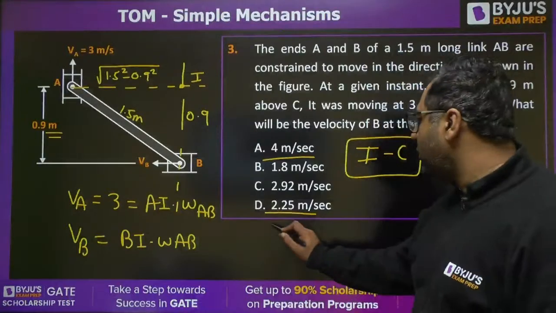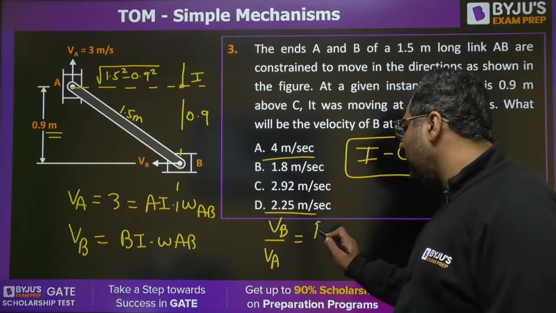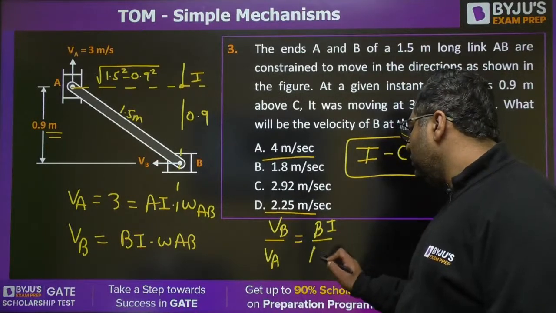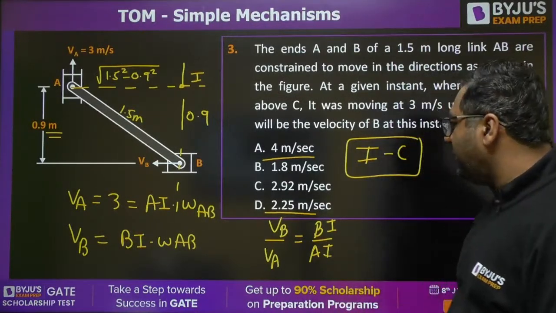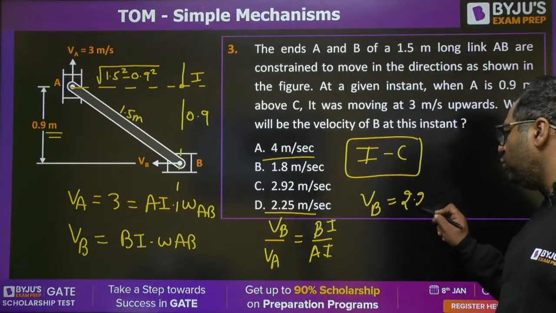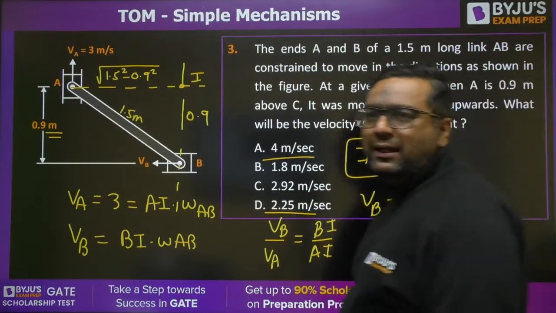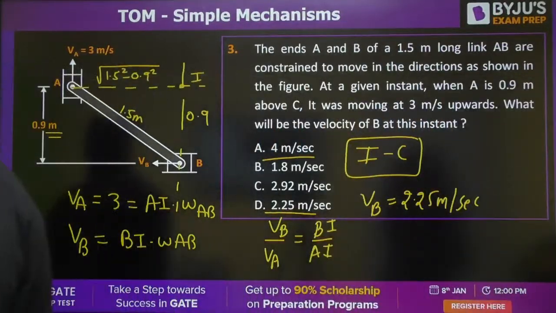When you go for the ratio of VB by VA, that will come out to be BI upon AI. So when you go for the ratio of BI by AI, you will get VB equal to, I feel 2.25 meter per second is correct. So I don't know why you are getting 4. Answer would be D for this.